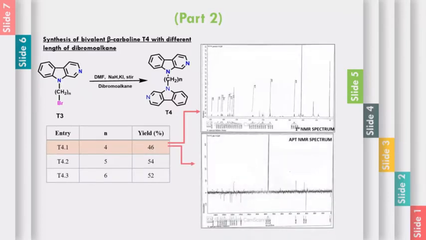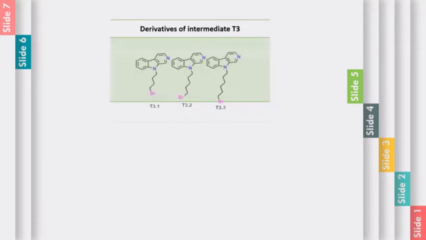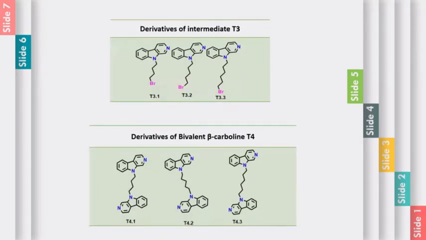The reaction will start with the intermediate T3 that will be reacted with potassium iodide and dibromoalkane. This reaction only produces moderate yield of bivalent beta-carboline T4. These are all the derivatives for the intermediate T3 and derivatives for the bivalent beta-carboline T4.